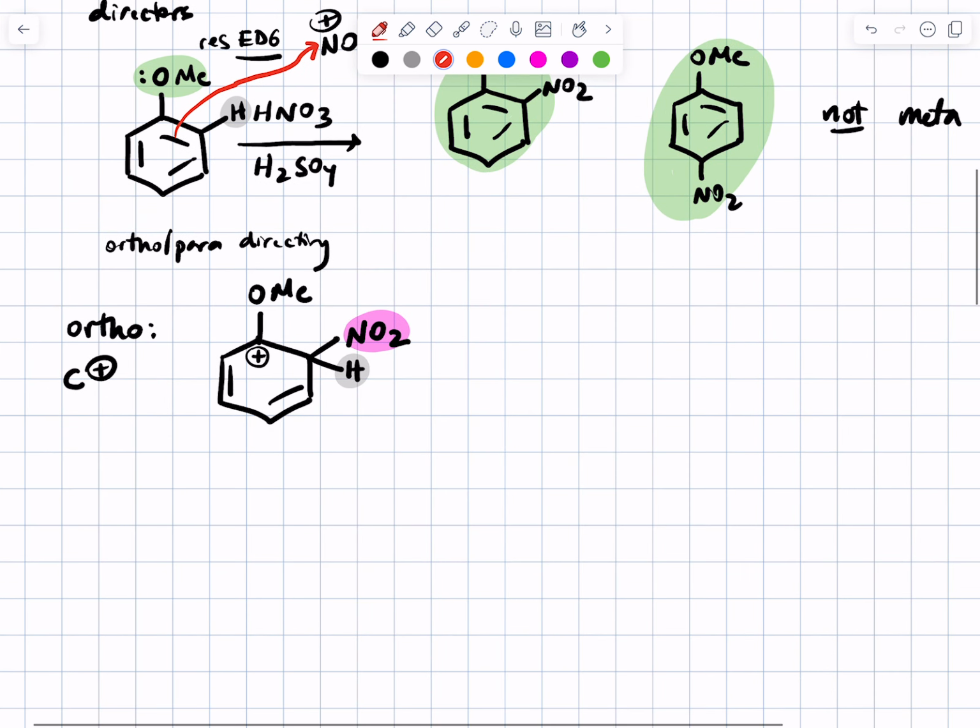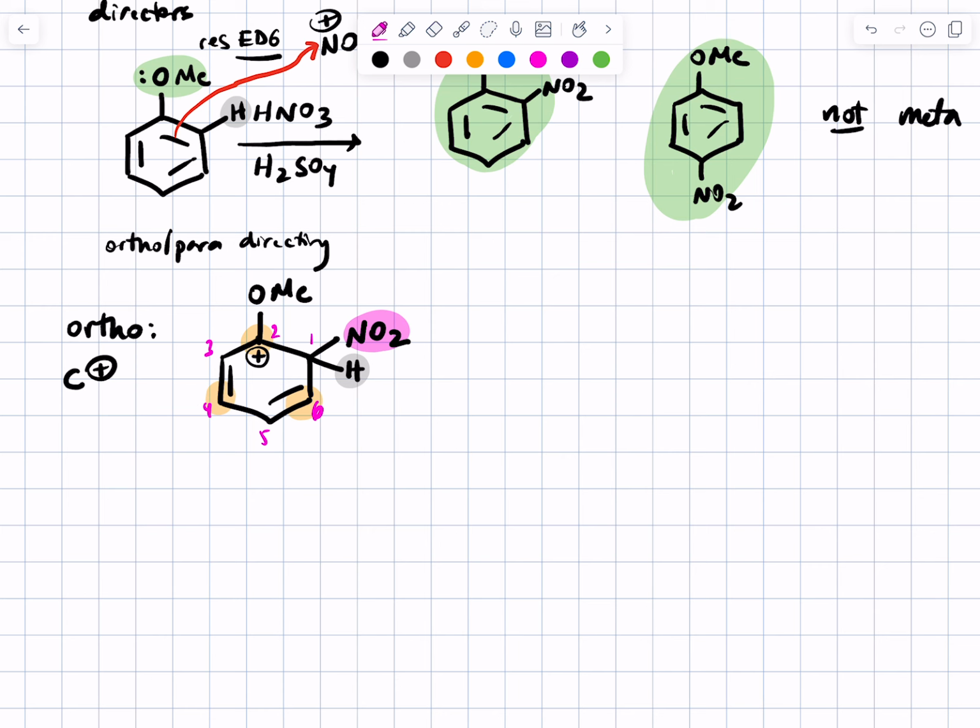And notice that in that intermediate, when we substitute on the ortho carbon, I'm going to number the carbons of the ring now. Let's number relative to the nitrogen, 1, 2, 3, 4, 5, and 6. Do you see that positive charge in that intermediate? What carbons can it be on by resonance? 2, 4, and 6, right? Yellow is hard to see. Let's go orange. 2, 4, and 6.